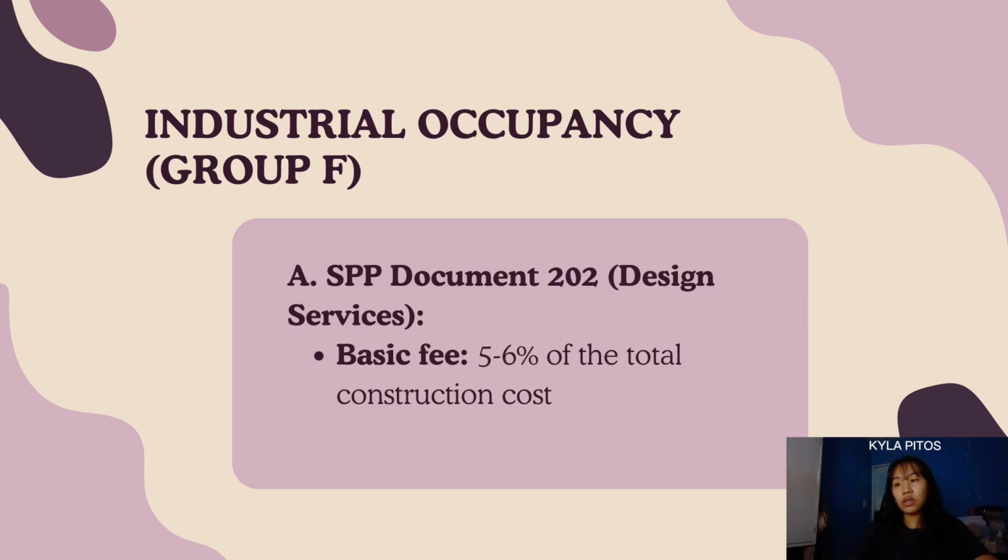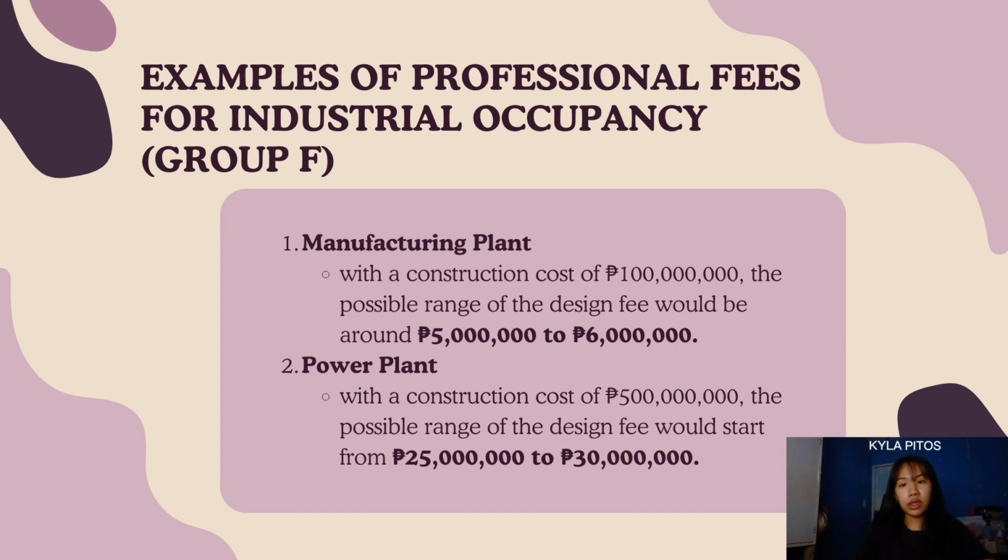fee includes 5 to 6% of the total construction, which for industrial projects, the fee is typically lower due to the specialized nature of the work and less emphasis on the aesthetics. So example number 1 is the manufacturing plant, which is a construction cost of 100 million. Then the possible range of the design fee would be around 5 to 6 million. Second example is the power plant, which is a construction cost of 500 million, and its possible range of design fee would be around 25 million to 30 million.